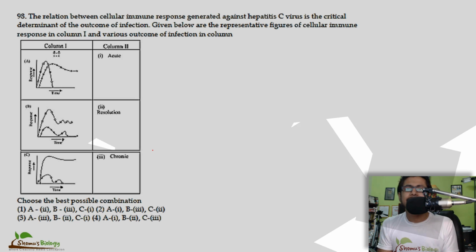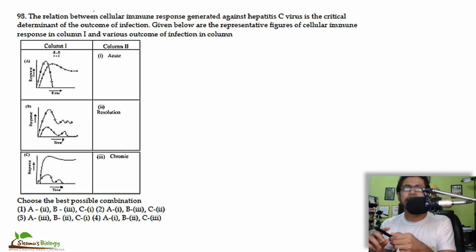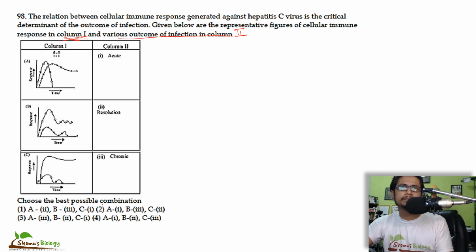Manageable. Another immunology question. The relation between the cellular immune response generated against hepatitis C virus is the critical determinant of the outcome of infection. Given below are representative figures of cellular immune response in column 1 and the various outcomes of infection in column 2. From there you need to choose the correct combinations. Okay, so this is the 2-4 separation from there.